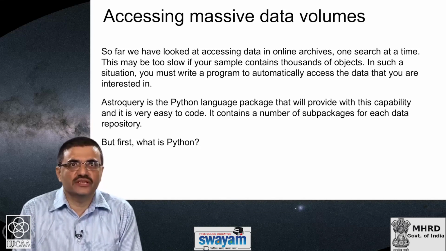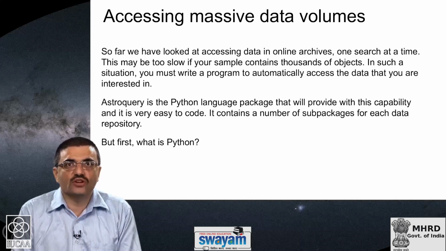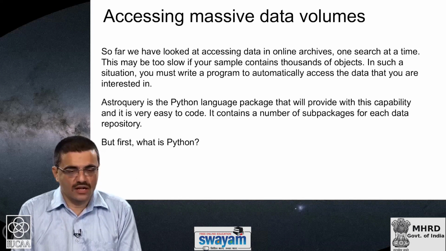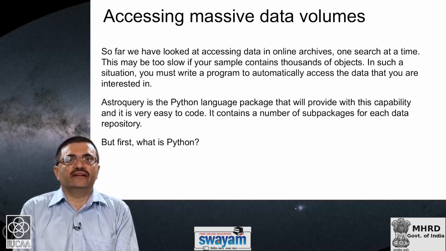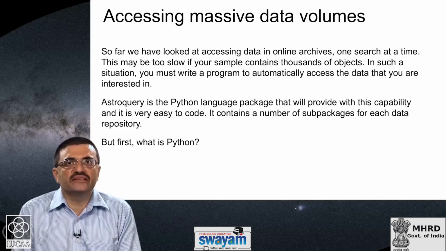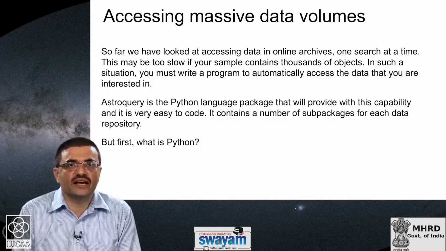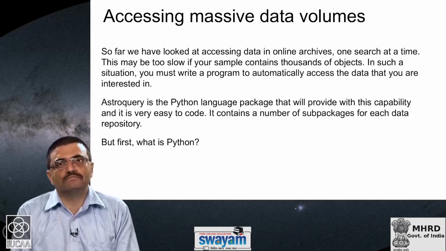In such a situation, it is better to write a program which can automatically access the data that you are interested in. The module or the piece of code that allows you to do that is called AstroQuery, and it is a Python language package that will provide you with this capability. It is very easy to code in, and it contains a number of sub packages for each data repository. So, there will be a separate sub package for accessing SDSS data, there will be a separate sub package for accessing catalogs in Vizier and so on.